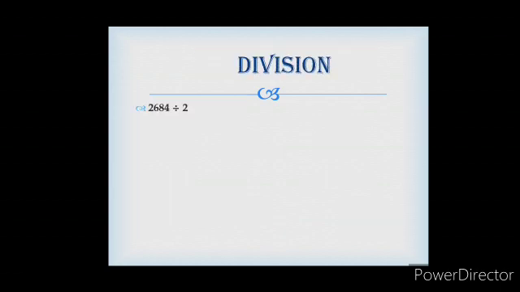Let's start with a simple example. So the question is 2,684 divided by 2. For solving this, you will be arranging the given numbers in this format. The first number will go inside this bracket kind of thing and this second number will stay here outside.